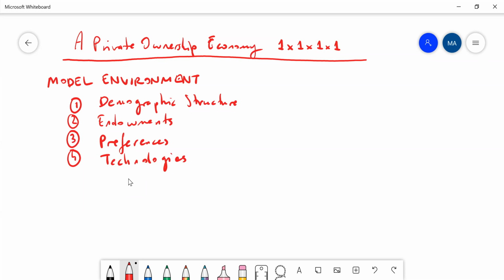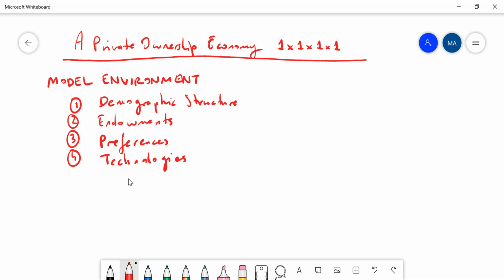Right. So the demographic structure must be there because we want to know who are these people. What are their lifetimes? Sometimes we build models with infinite lives. All right. Sometimes we build models with finite lives. Okay. In some models, there are overlapping generations. In the same period, there are many people with different ages, for instance. Okay. Many people at different ages. So we want to be very specific about the demographic structure.